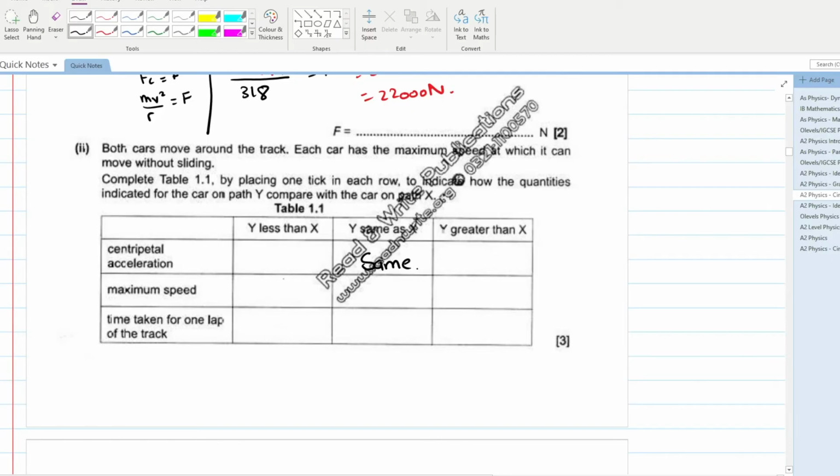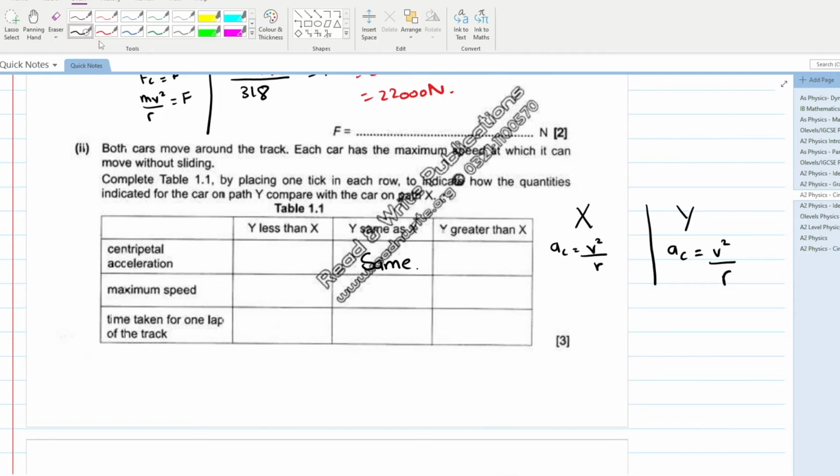Maximum speed. What do you think about the maximum speed? Let's see that. If you focus on the formula for centripetal acceleration, let's mark x here, let's mark y here. What is the formula for centripetal acceleration? v square divided by r. What will the formula for y be? v square divided by r.